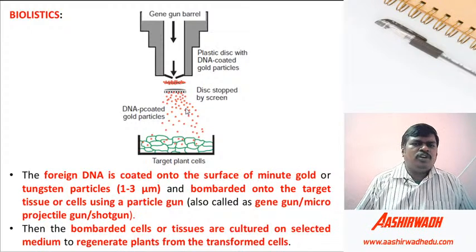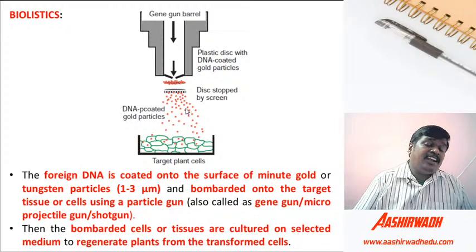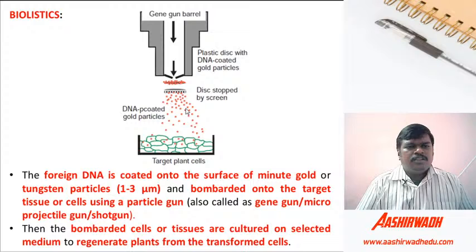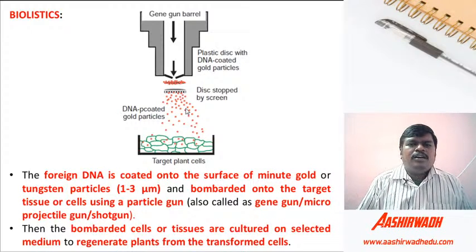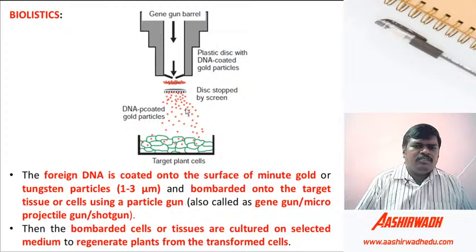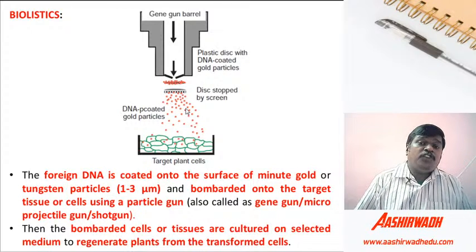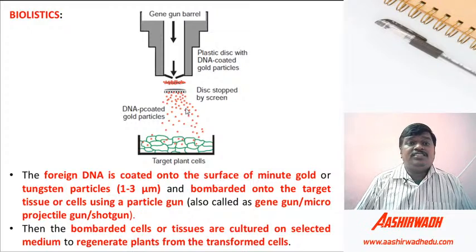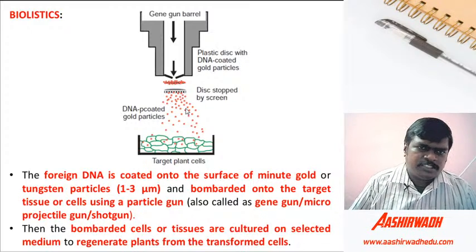This method is also called biolistics method, gene gun method, microprojectile gun, or shotgun method. The bombarded cells or tissue, while culturing on selected medium, become the transformed cells because they take up the gene that is transferred through the gene gun barrel. That's why it's called biolistics method.